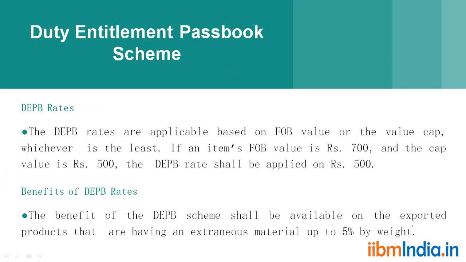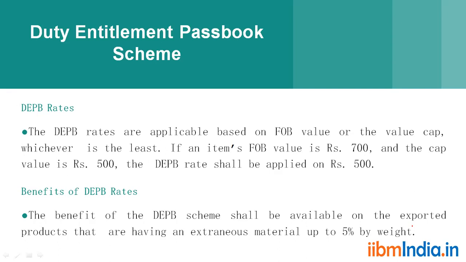Further, the DEPB rate. The DEPB rate is applicable based on the FOB value or the value cap, whichever is lower. If an item value is more, say rupees 700, and the cap value is 500, the DEPB rate shall be applied on the 500. It's an example.